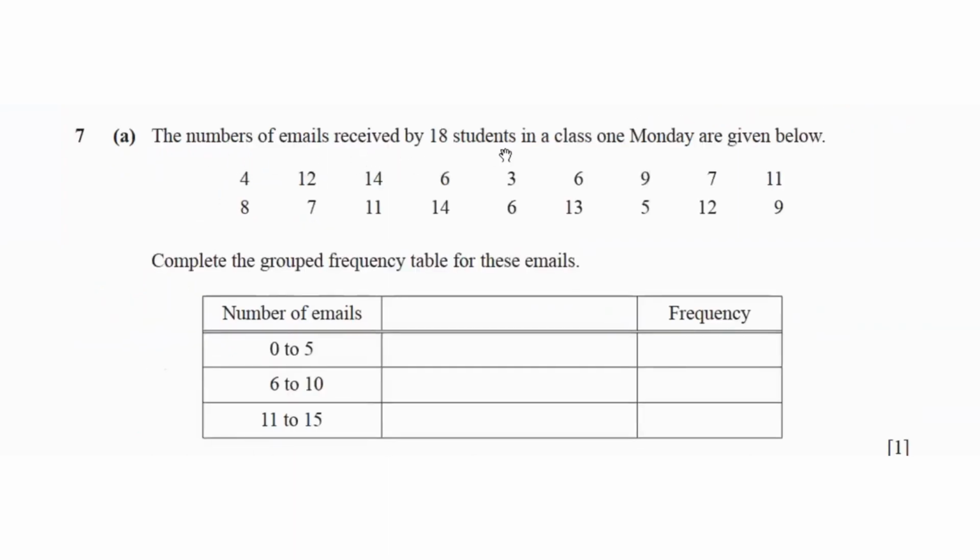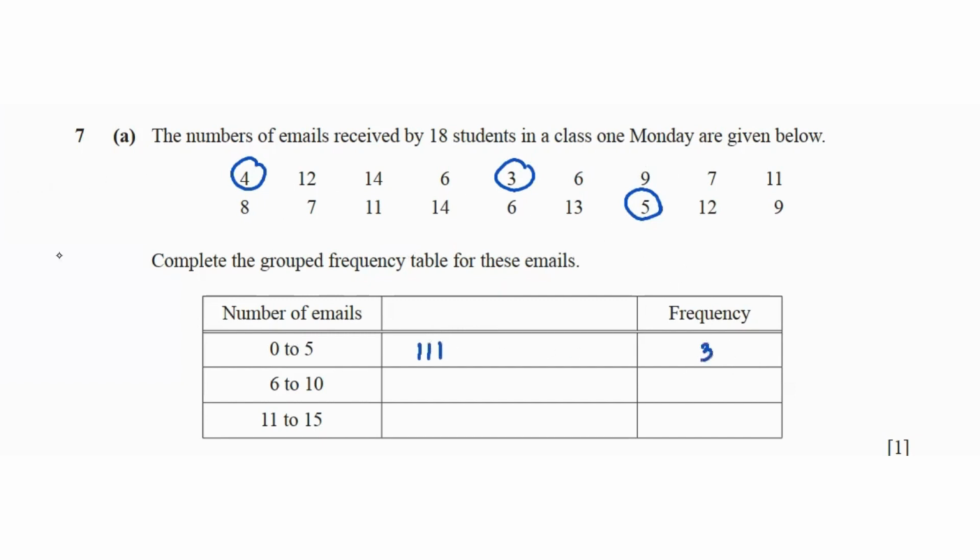The numbers of emails received by 18 students in a class one Monday are given below. Complete the group frequency table for these emails. So we're going to draw a tally frequency, and we know that from 0 to 5 we have 1, 2, and 3. So that's going to be 1, 2, 3.